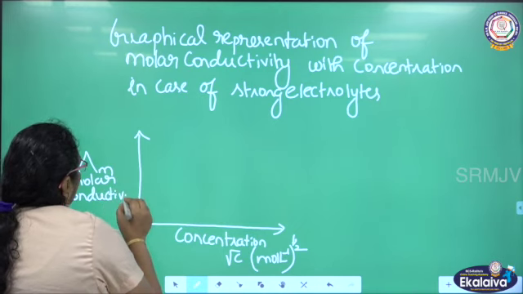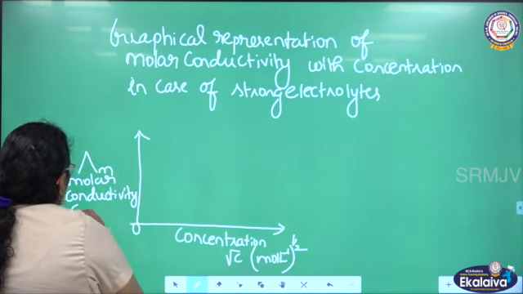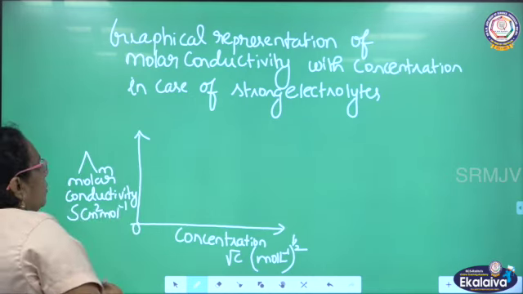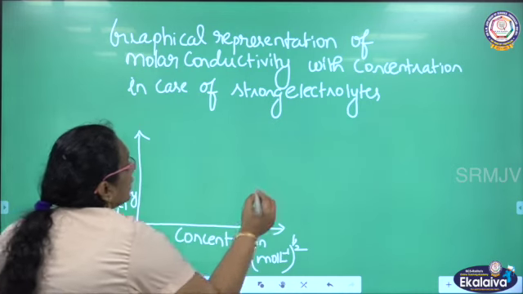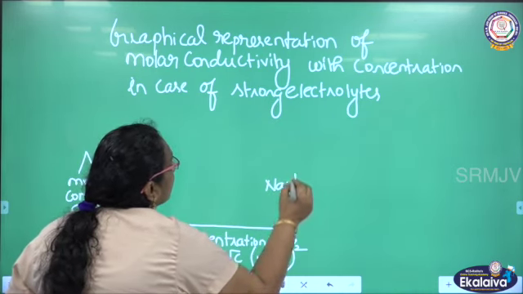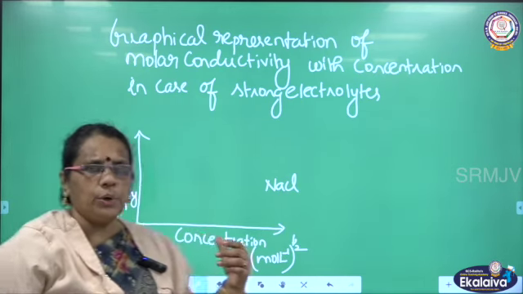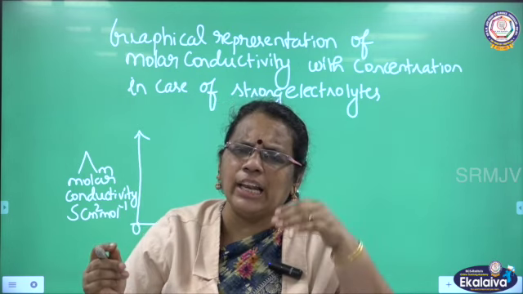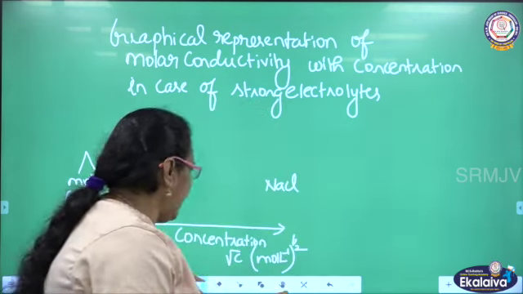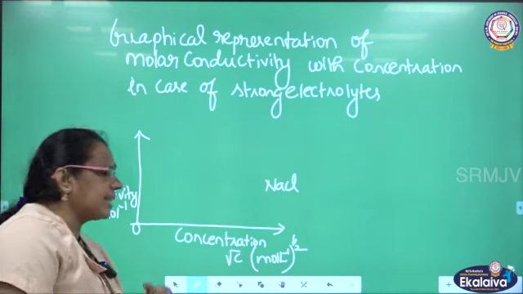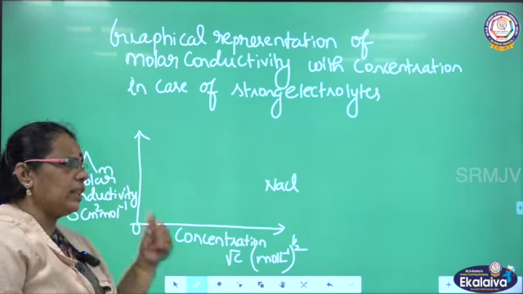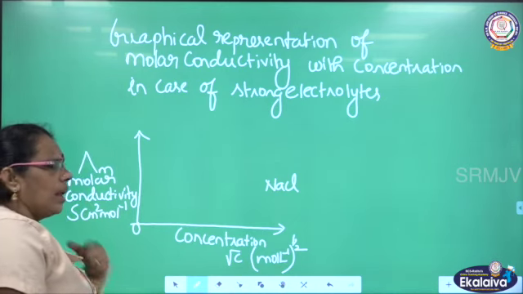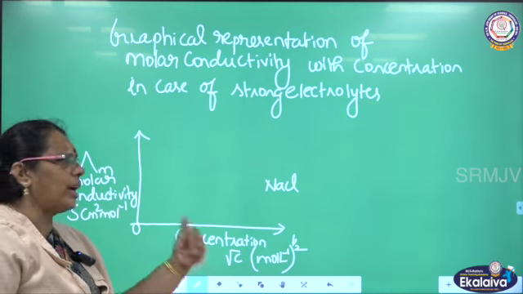Molar conductivity, where the unit is Siemens centimeter square mole inverse. I am talking about a strong electrolyte. I am taking sodium chloride, so I am going to represent the effect of molar conductivity on dilution in case of strong electrolyte. I have taken concentration in the x-axis and molar conductivity in the y-axis. Concentration has the unit mole liter inverse, whereas molar conductivity has Siemens centimeter square mole inverse.